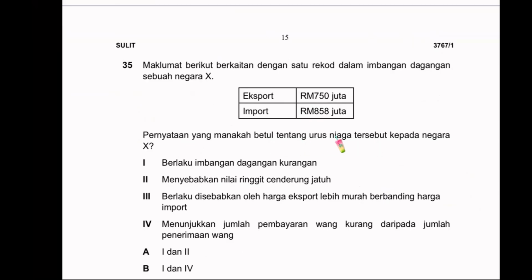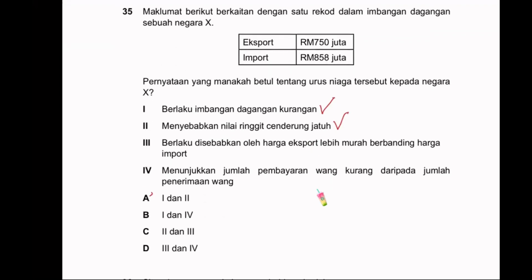And then next, export 750, import 858. Penyata yang mana betul tentang urus niaga tersebut? X. Imbangan dagangan kurangan correct or not? Yes. Ringgit jatuh? Yes. Because you have a lot of penawaran wang more than permintaan wang. So your answer is 1 and 2. Okay. Harga ekspor lebih murah sebab they said X is caused by because our export is cheaper. Cheaper than export should be more than import. So this is wrong. Menunjuk pembayaran kurang daripada penerimaan. When we pay lesser money means export more than import, okay? And the next.